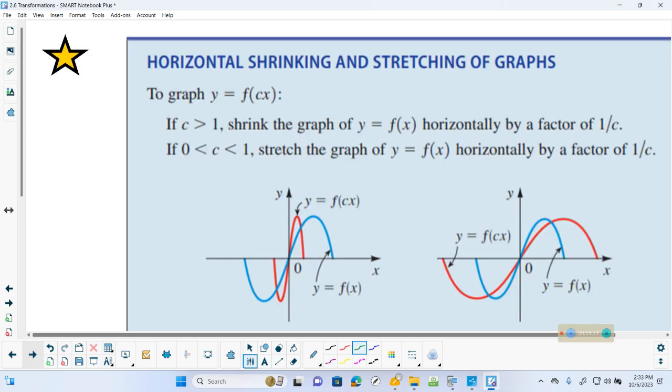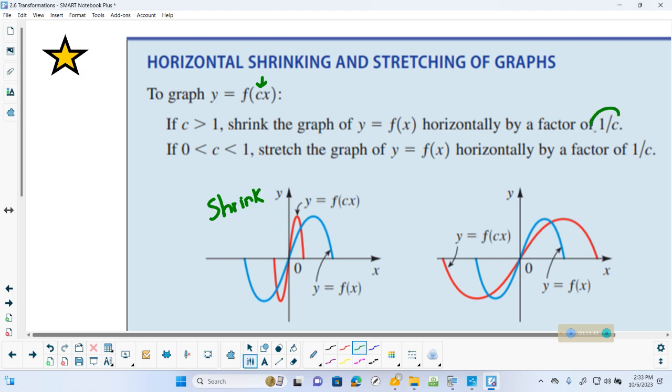Okay, horizontal shrinking and stretching. So this time if you are multiplying the value directly to x in the parenthesis, that's going to shrink your graph or stretch your graph. So you can see here on the first graph on the left, that is a shrink, because it goes from the blue to the red. The red skinnier is scrunched up beneath there.